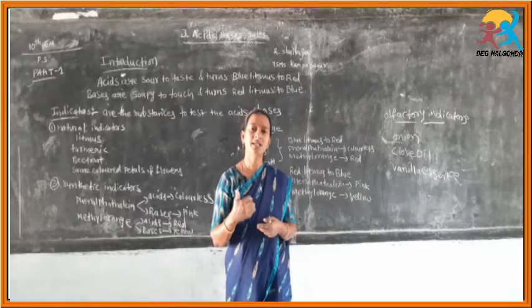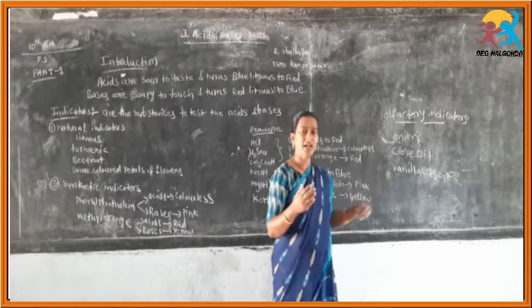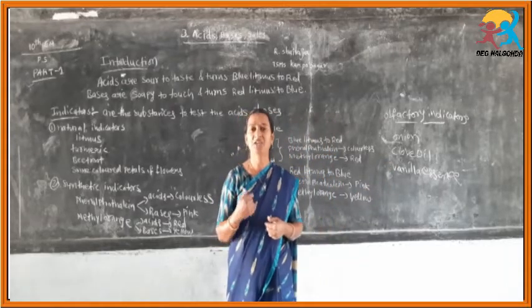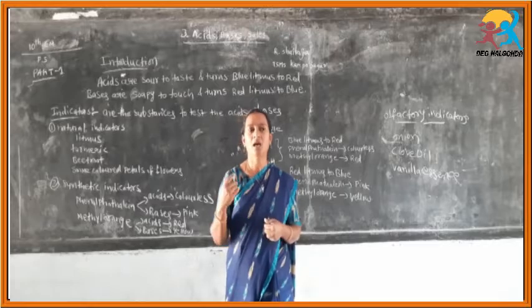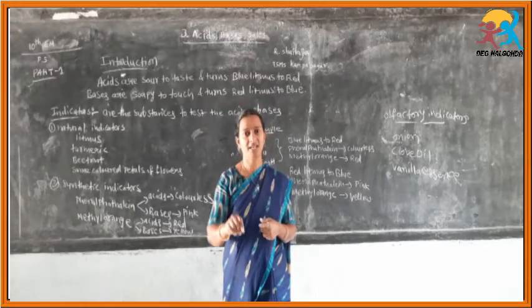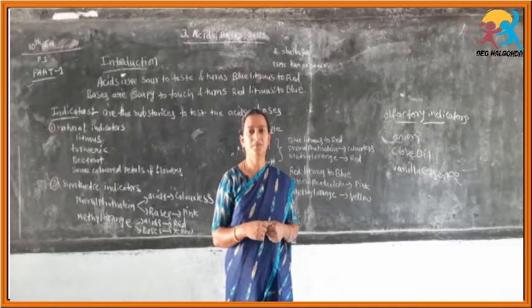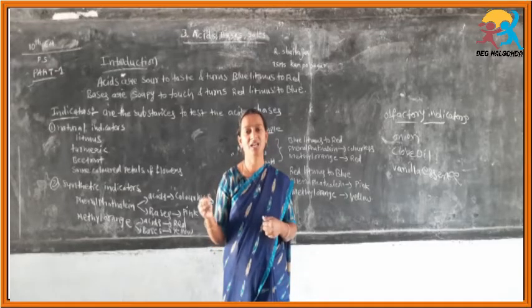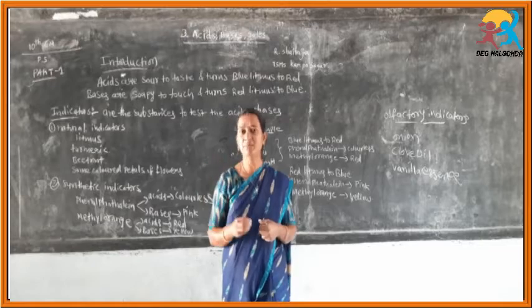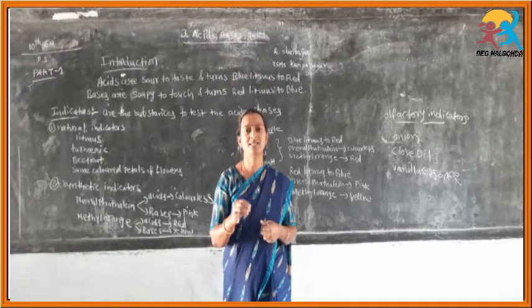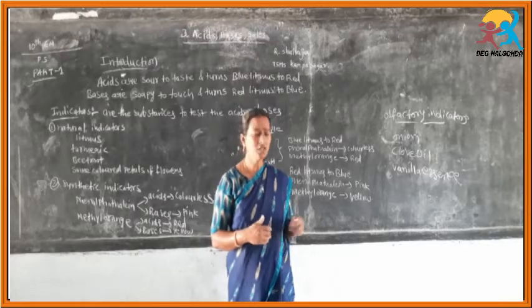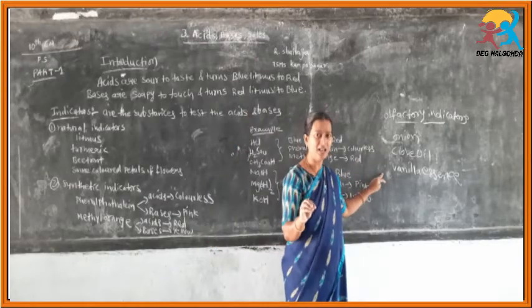It is the same with vanilla essence. For example, you take two test tubes, one containing acid and one containing base. To the acid test tube we add vanilla essence, and to the basic test tube we also add vanilla essence. In these two test tubes, the acid with vanilla essence gives one smell, and the base with vanilla essence gives a different smell. So these all have a characteristic smell.